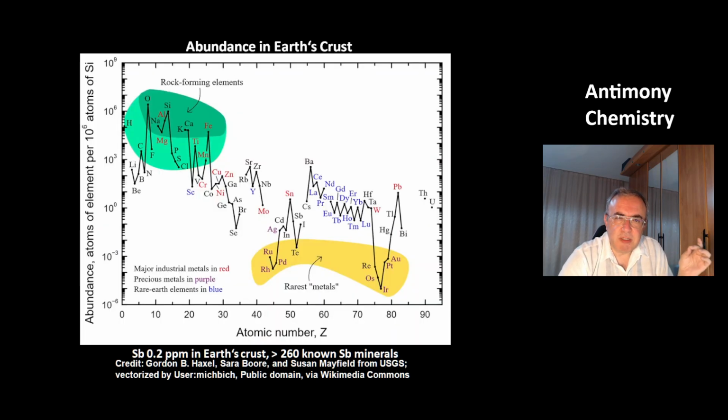This is a picture of the abundance of the chemical elements in Earth's crust. Antimony is here. Almost the same level as iodine, much less than, for example, arsenic. The concentration in Earth's crust is just 0.2 parts per million. However, there are over 260 known antimony minerals.